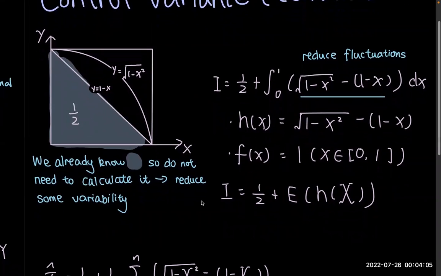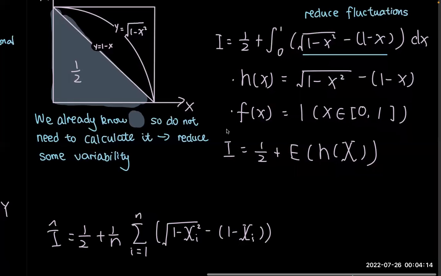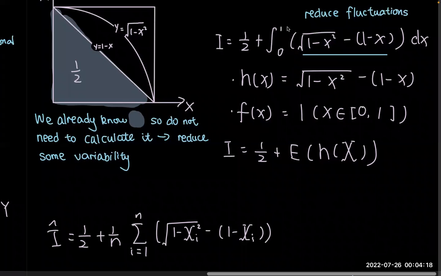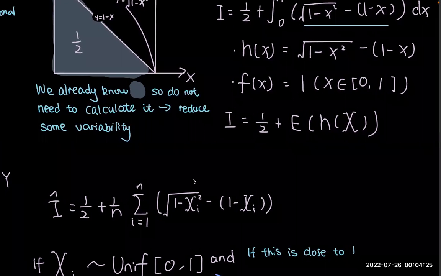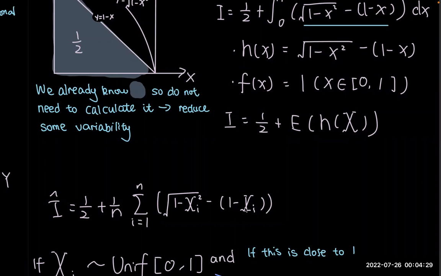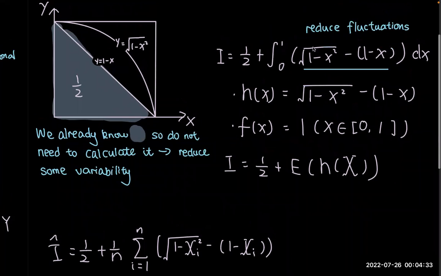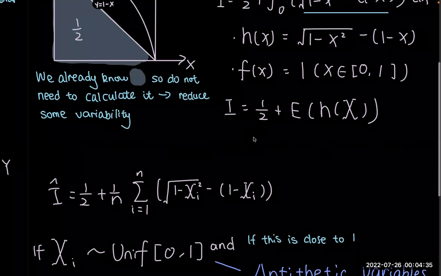Okay, and then we can write this I as 1/2 plus the expectation of now this function of x, right? And then we can approximate this I to be 1/2 plus we use Monte Carlo method to approximate this integral or expectation so that we get the summation of square root of 1 minus xi squared minus (1 minus xi). So this is a Monte Carlo approximation to this integral. Okay, and this is a control variate.